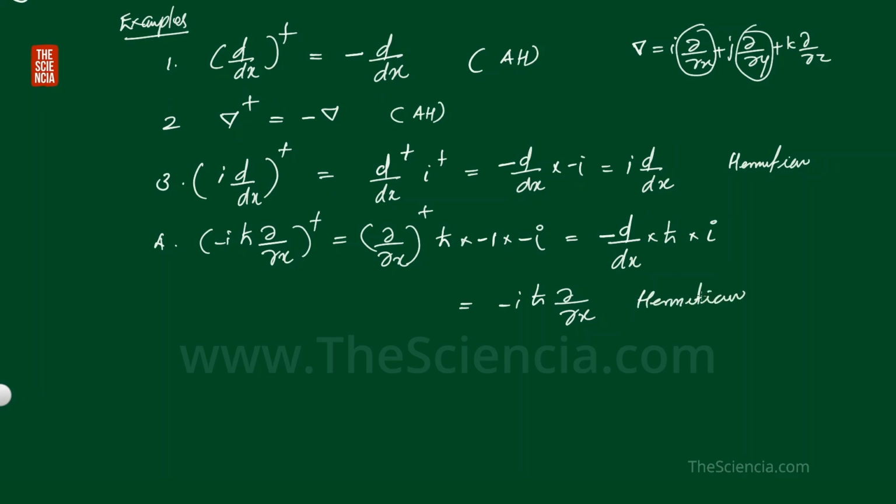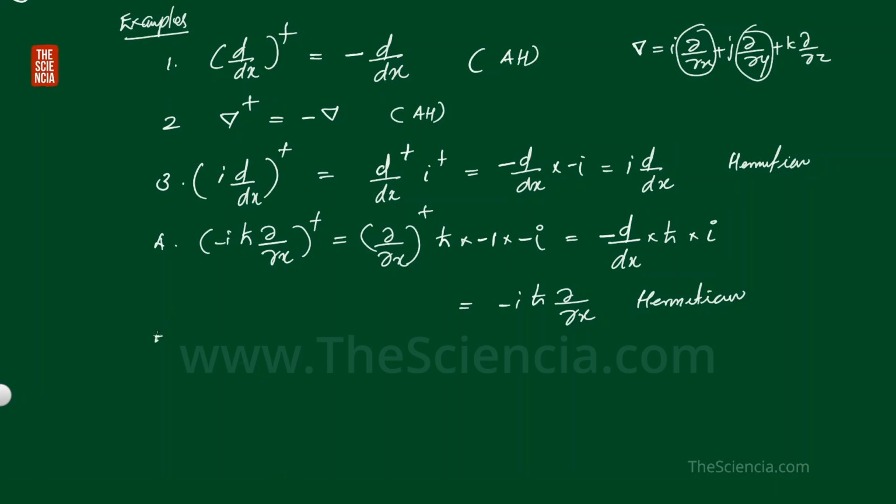All the quantum mechanical operators are Hermitian. If you take the dagger of a momentum operator, or of a position operator, or of an energy operator, you will get the same value, because all these operators in quantum mechanics are Hermitian operators.